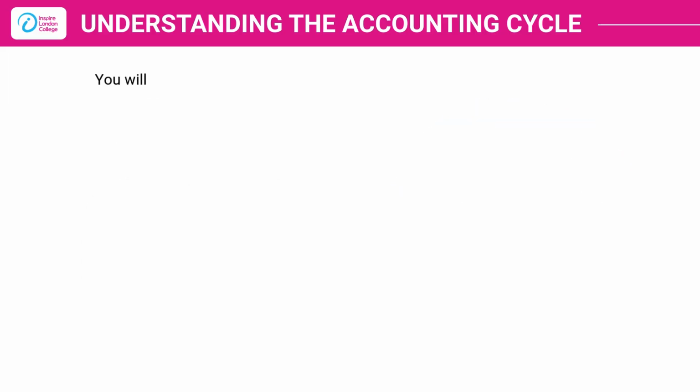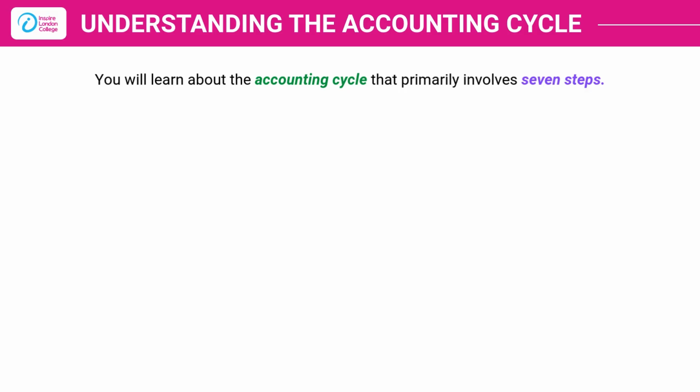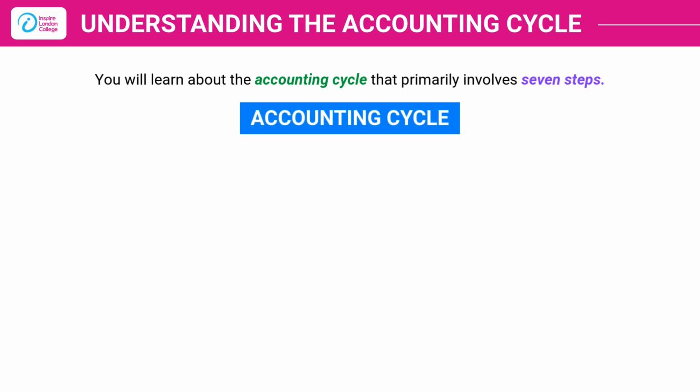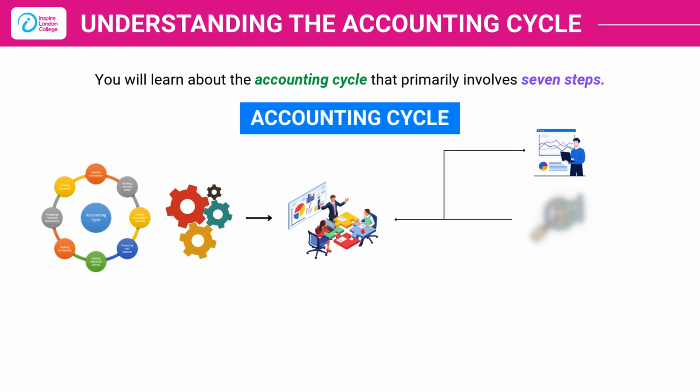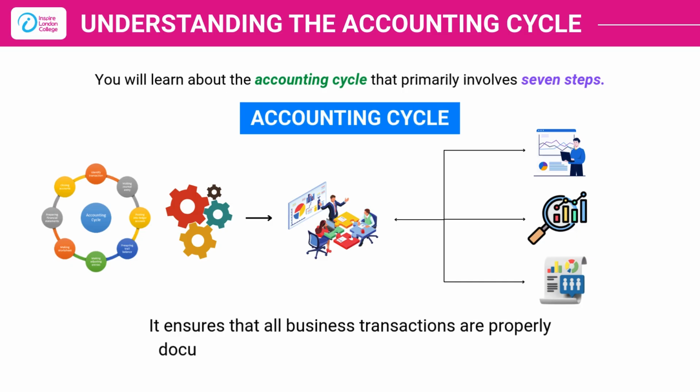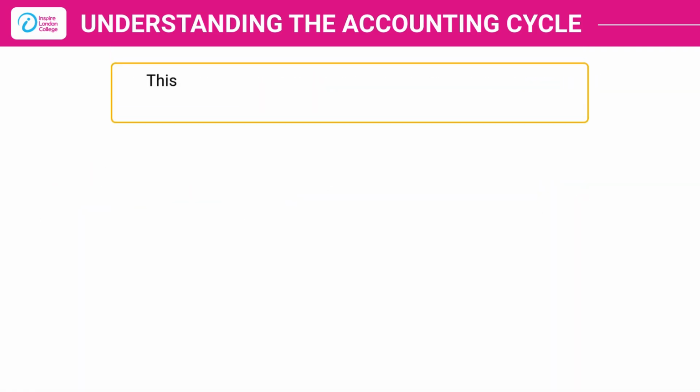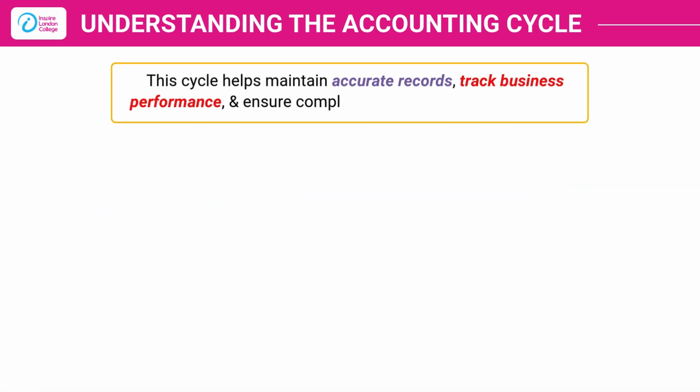In this video, you will learn about the accounting cycle that primarily involves 7 steps. So, let's first understand the accounting cycle. Accounting cycle is a multi-step process used by businesses to track, analyze, and record all financial activities and transactions. It ensures that all business transactions are properly documented and classified for financial reporting. This cycle helps maintain accurate records, track business performance, and ensure compliance with accounting standards.